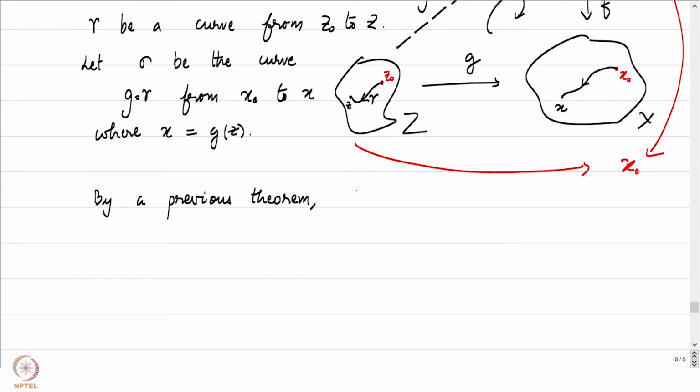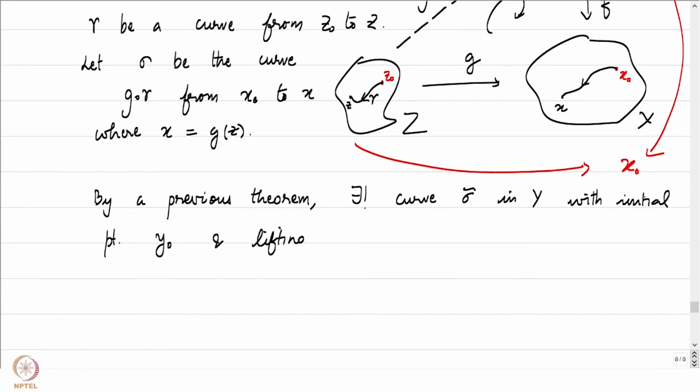By a previous theorem, there exists a unique lift sigma tilde, a unique curve sigma tilde in capital Y with initial point, we can prescribe the initial point, right? Let's demand that it starts at y0 and lifts sigma with respect to f.